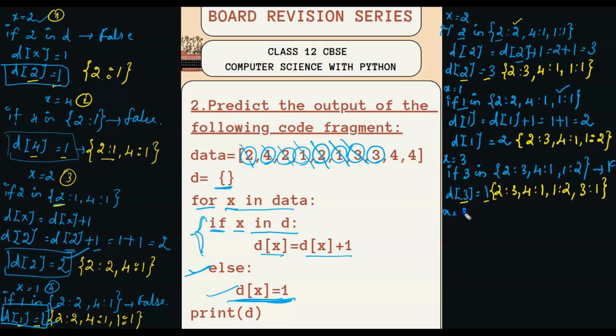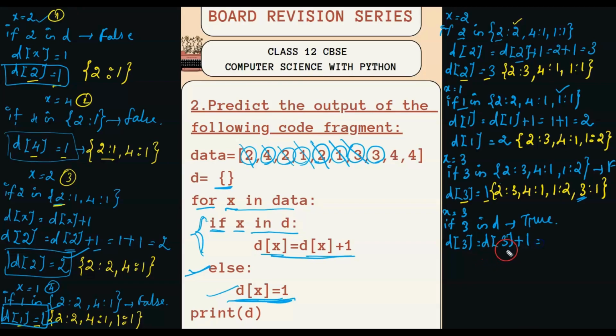Again x is equal to 3. Again we are checking if 3 is in the dictionary. So yes, we have 3 in the dictionary, as we have just updated it with a new value of 3. So the condition is true. If the condition is true, the next statement is executed. That means d of 3 is equal to d of 3 plus 1.